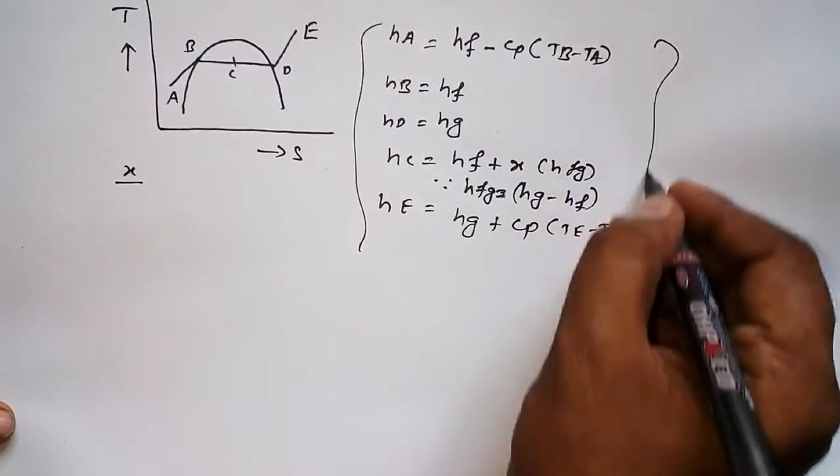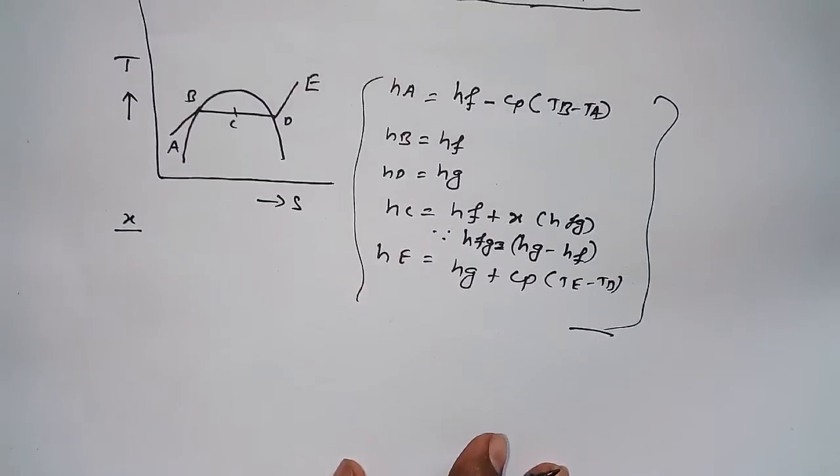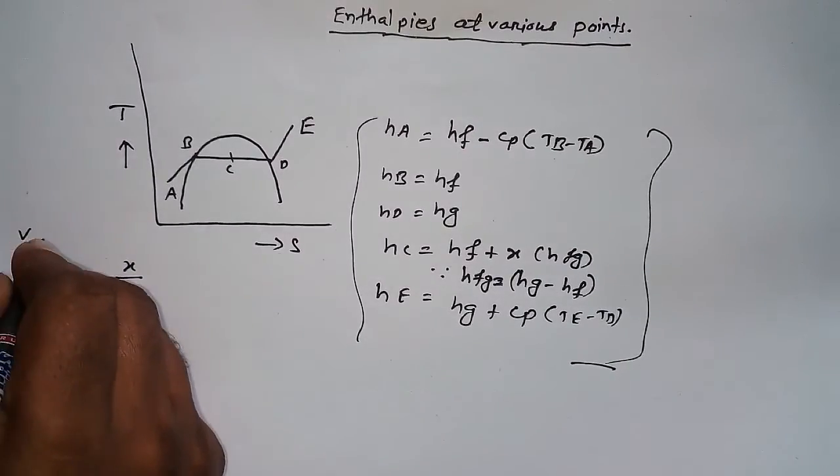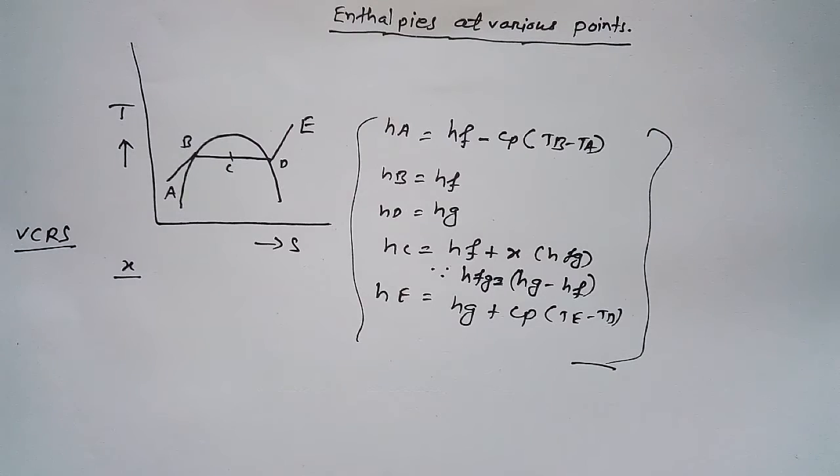If you are looking to solve problems in the VCRS cycle, that means the vapor compression refrigeration cycle, then you need to know how to calculate enthalpies at various points of this diagram. I hope you understand all those concepts. Now, in the next step, you have to solve and practice a few questions related to this. That way you can do much better in the examination.